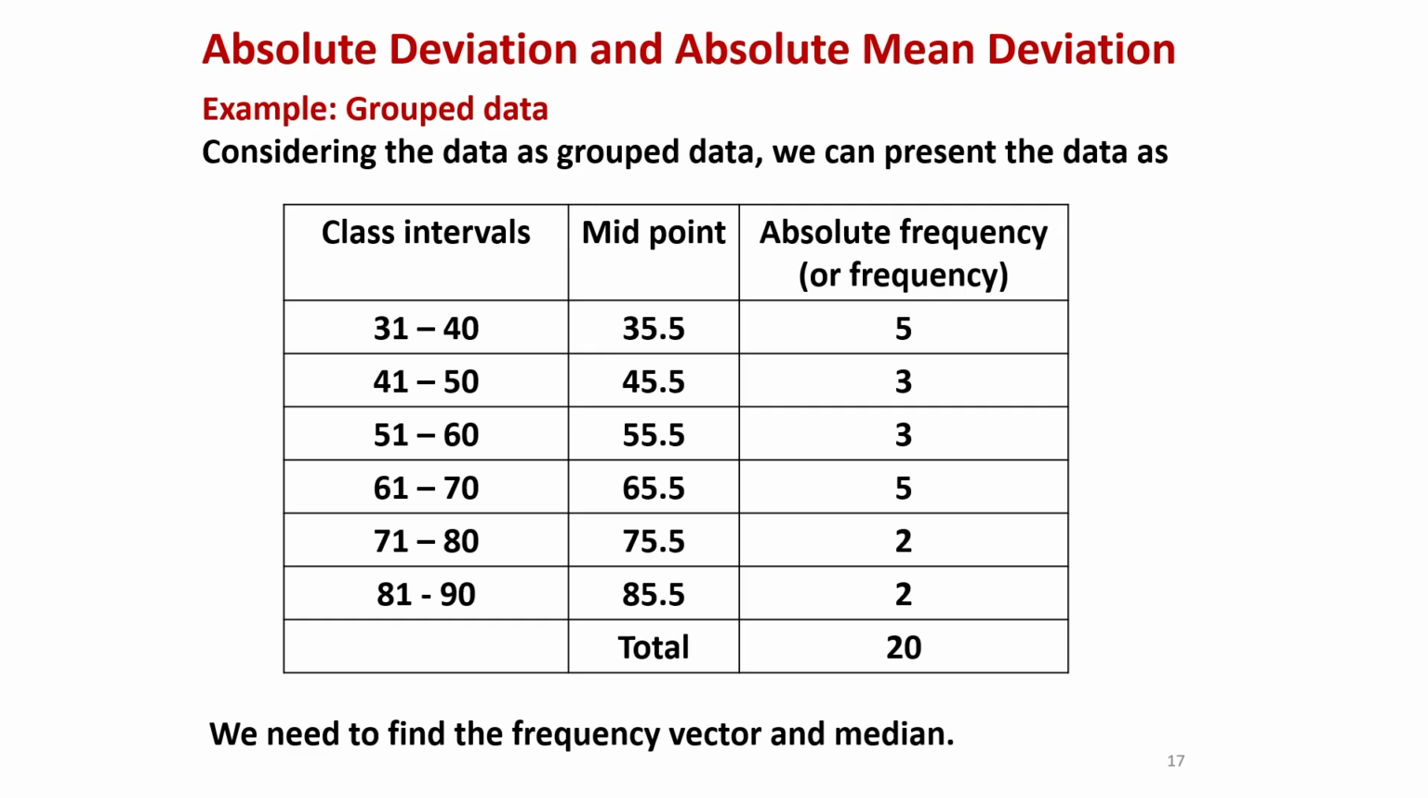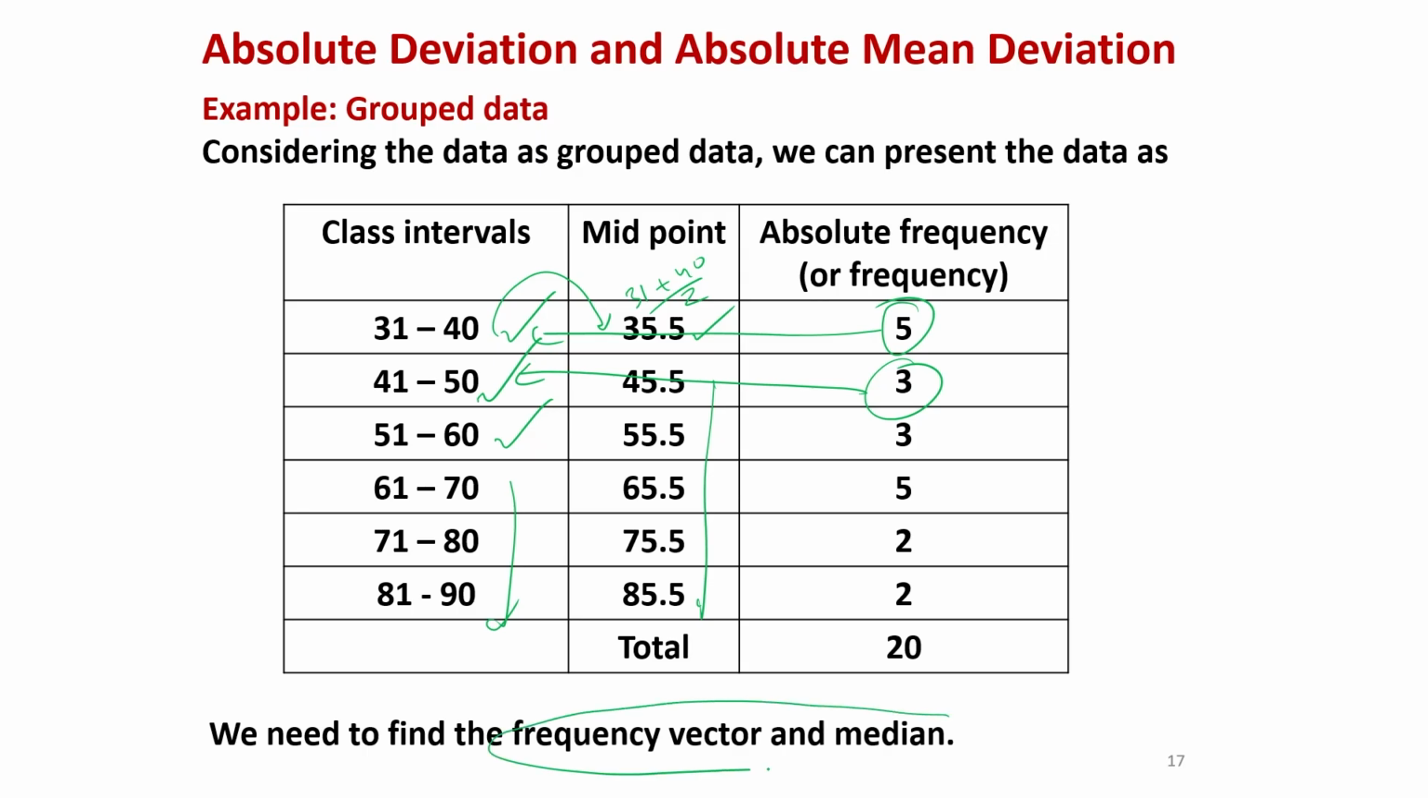Now I consider the same data as group data, and I create a frequency table. The entire data has been divided into different class intervals: 31 to 40, 41 to 50, 51 to 60 and so on. Then we have obtained their midpoints, like 31 plus 40 divided by 2, which is 35.5, and other midpoints. Then we have counted the absolute frequency: there are 5 values in the interval 31 to 40, 3 values in the interval 41 to 50, and so on, right. So now our objective is to find the frequency vector f and the median, right.